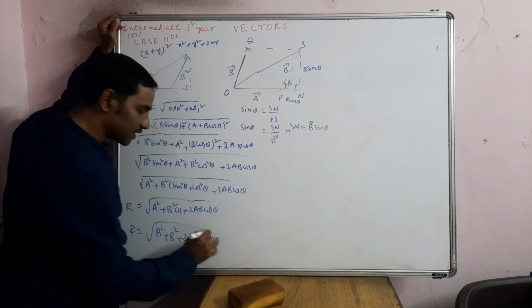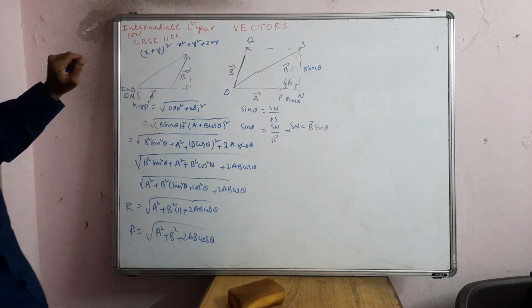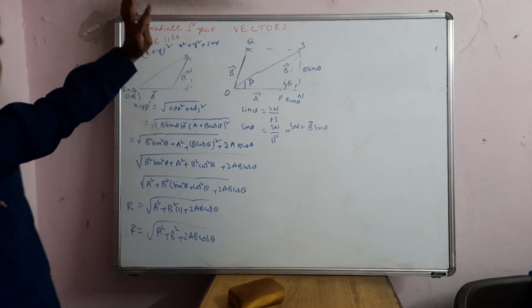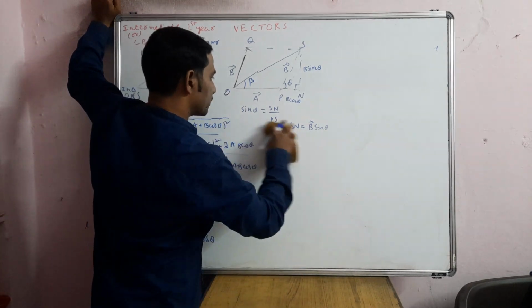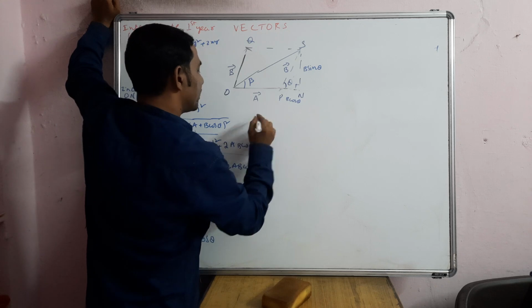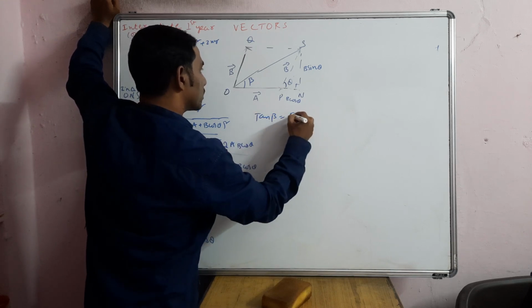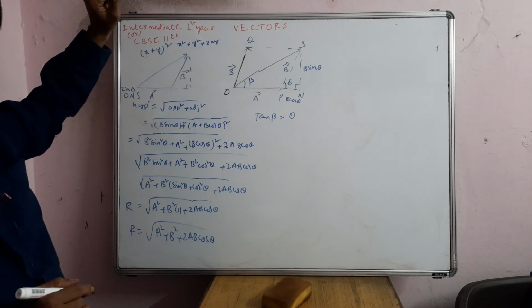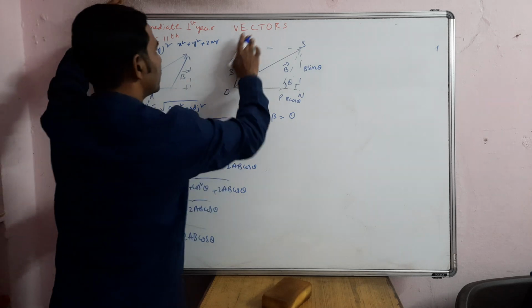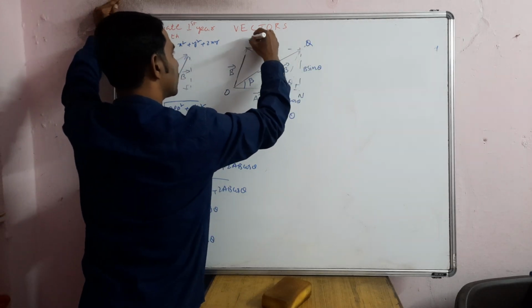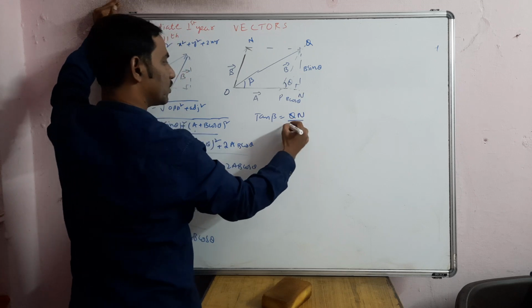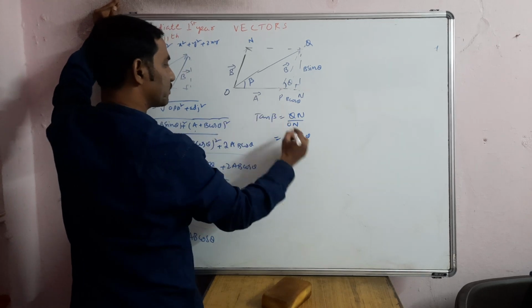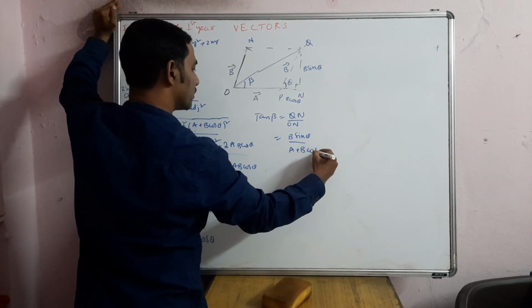Now angles, if you want, you can take like this. For example, here you are taking theta, and for example, this angle is beta. If you want beta, what you have to do? Tan beta is equal to Qn by On. What is Qn? Qn is b sin theta, and On is a plus b cos theta. So in that way you will get the formulas.